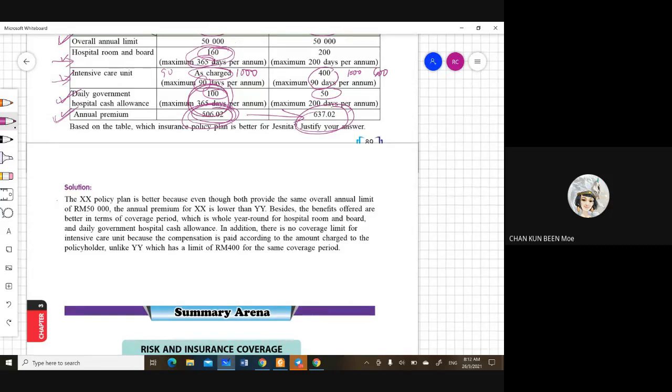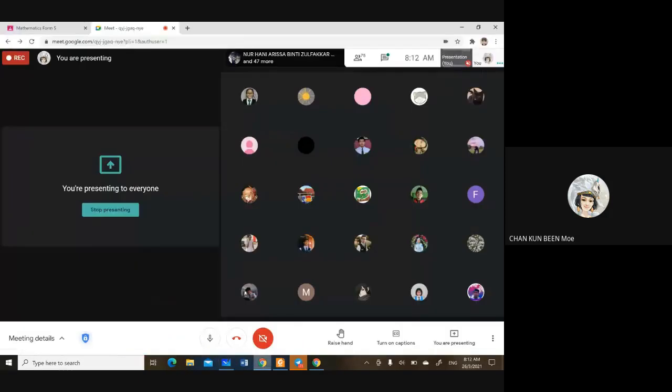Okay. In addition, there's no coverage limit for intensive care unit because the compensation is paid according to the amount charged to the policyholder. So that is regarding the ICU, this one. Okay. Unlike YY, which has a limit of 400 for the same coverage period. Okay. Do you have any questions so far?